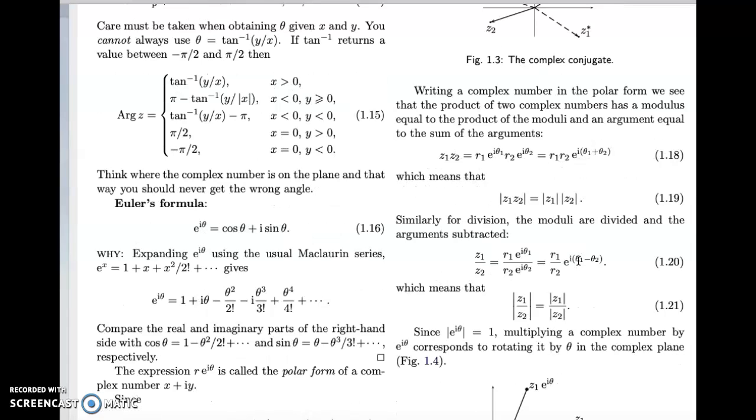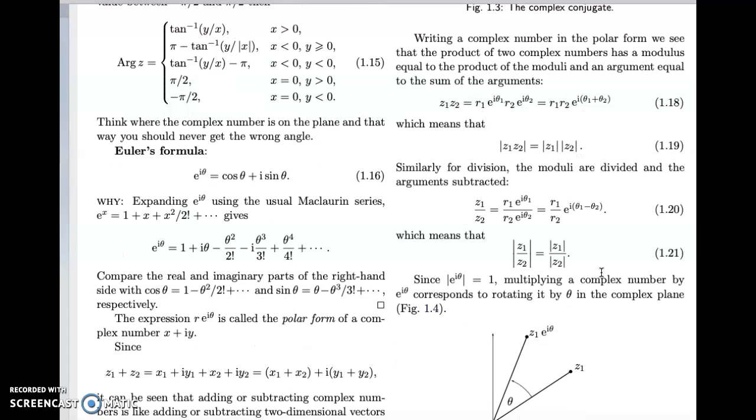Similarly, for division, when you divide by a complex number, it's easiest to understand if you write it in polar form. Then you just divide the lengths, divide the moduli, and if you're dividing by z2, it means you're subtracting. You're rotating in the other direction by theta 2. And similarly, the length of a quotient is equal to the quotient of the lengths.